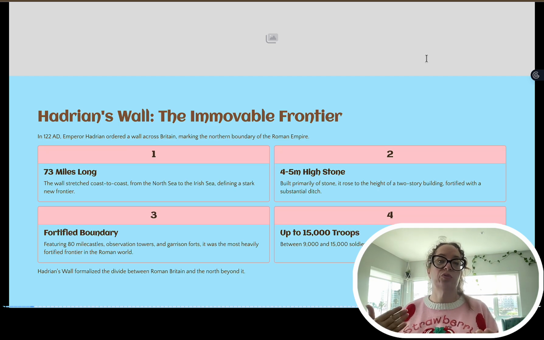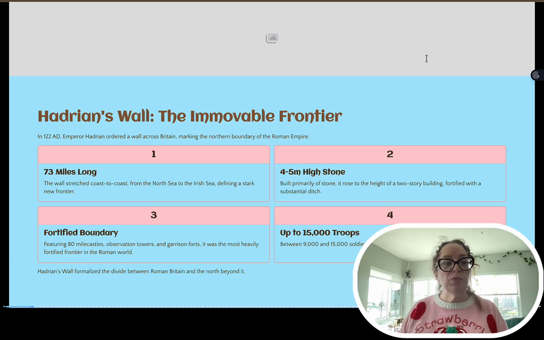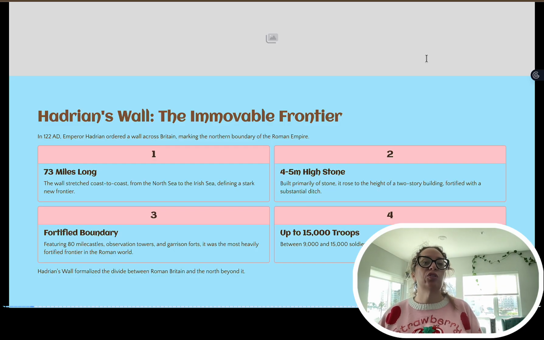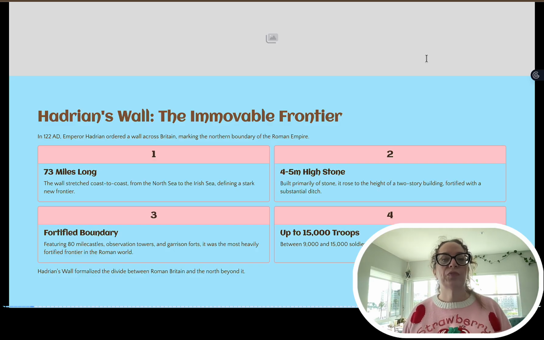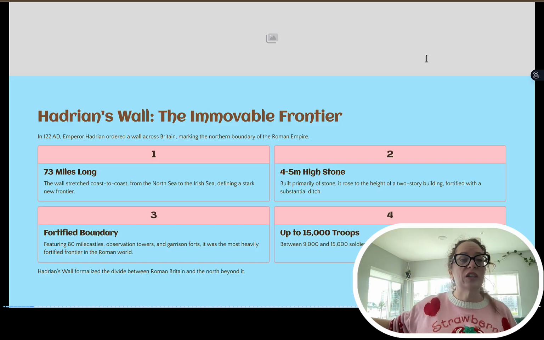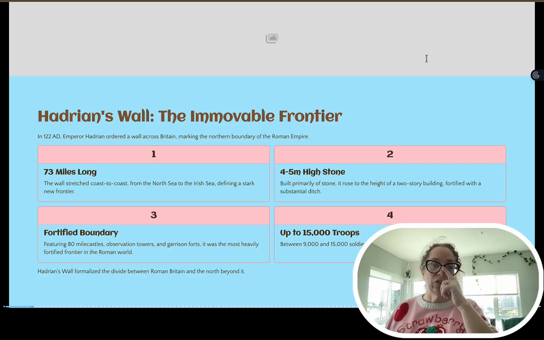And between the milecastles were observation towers. Every 5 miles, there was a full-size garrison fort holding 500 to 1,000 soldiers. And at peak operation, there were between 9,000 and 15,000 soldiers stationed along this wall and supporting its infrastructure. It's the most heavily fortified frontier in the Roman world. And you can still walk along it today. A lot of it's still standing nearly 2,000 years later.